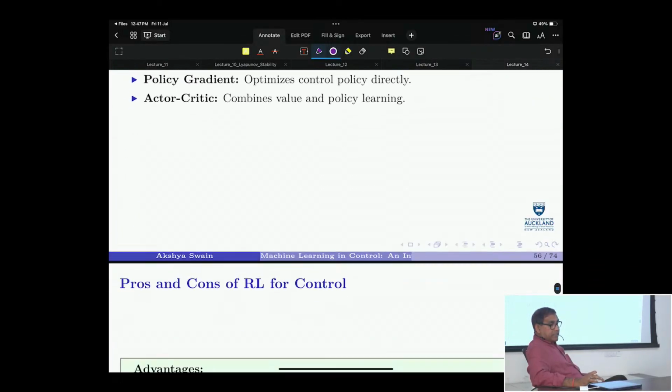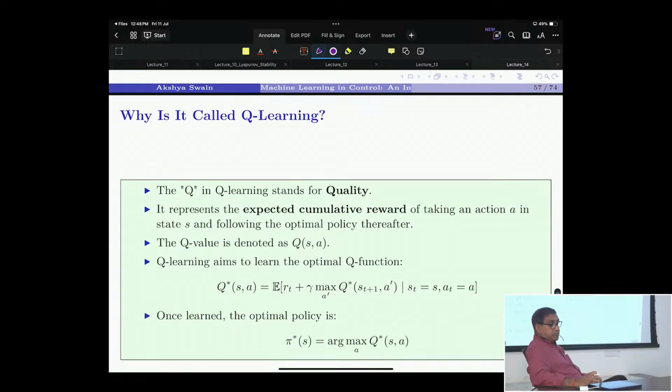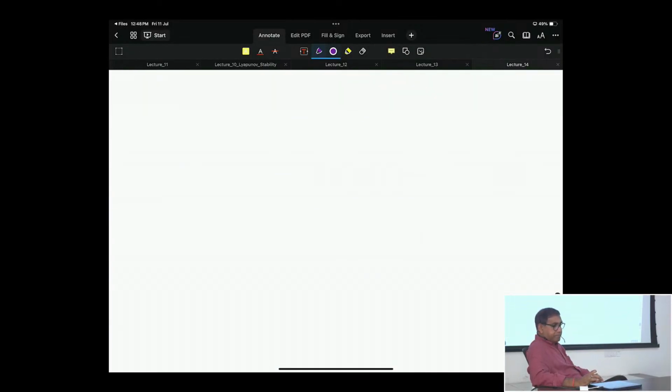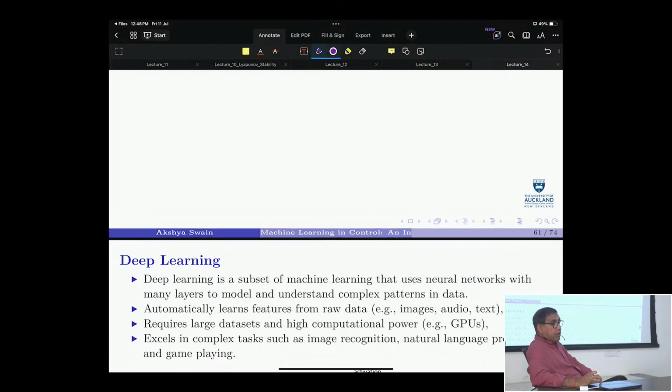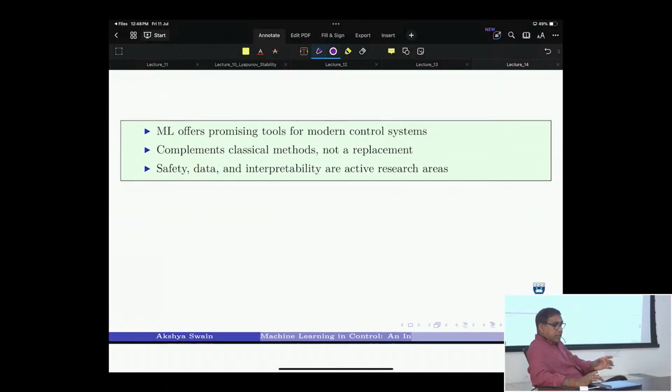Yeah, same thing. These handouts are given to you. Only the Lyapunov stability handout, I'll change it. Now value means the reward-based function. Policy, they are almost the same, you see.